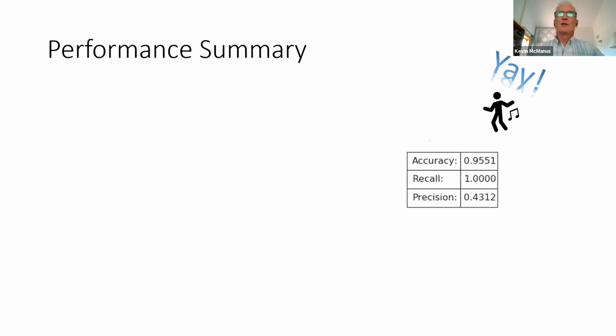Recall is the probability that we found a Pleiades member. The model actually correctly predicted a Pleiades member, and so our recall is 100%. Again, hallelujah. We found all the Pleiades members, at least the ones that were in the field of view.